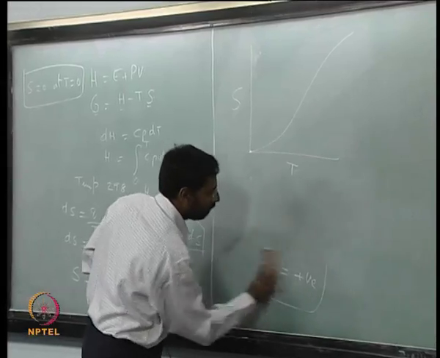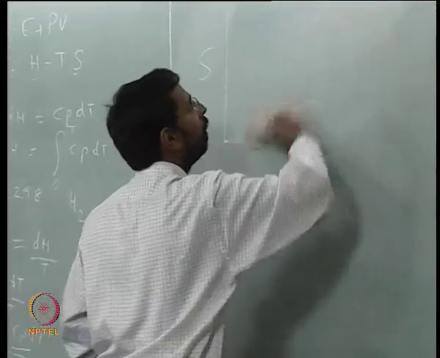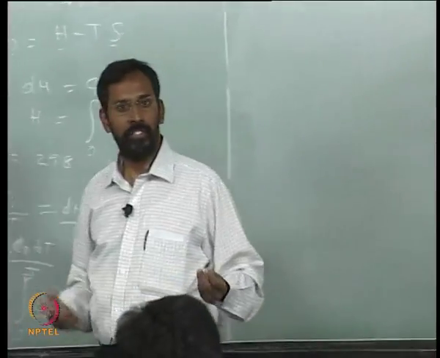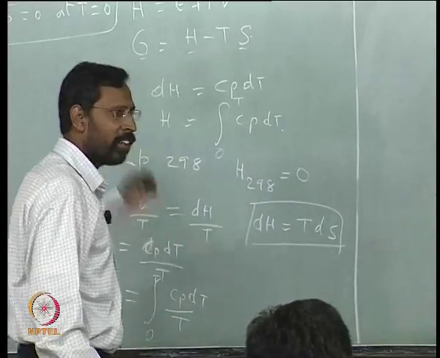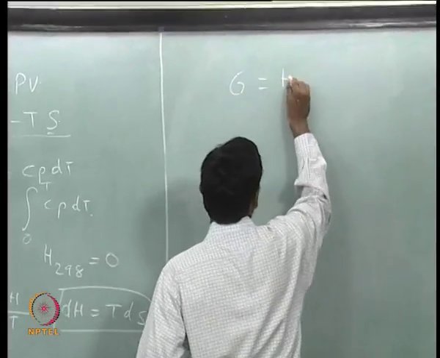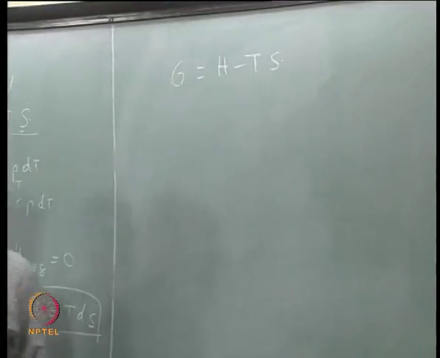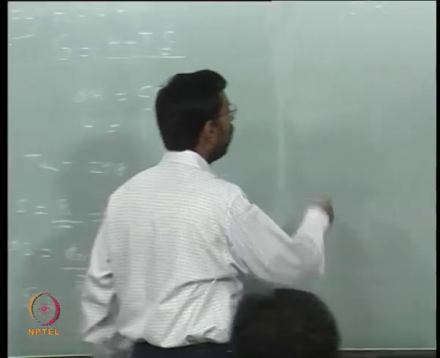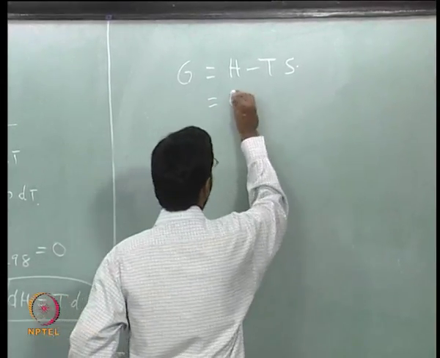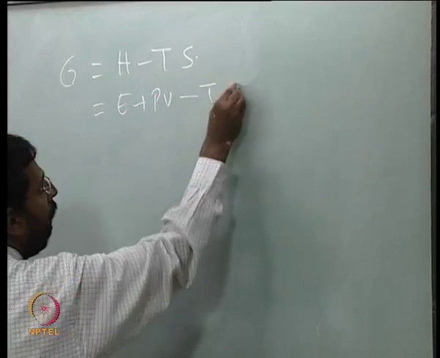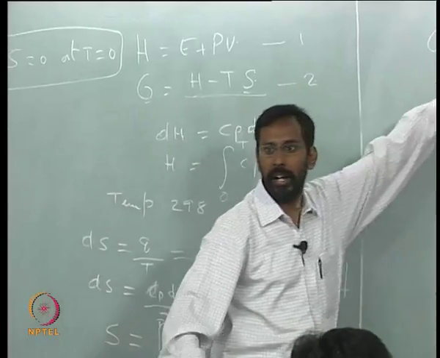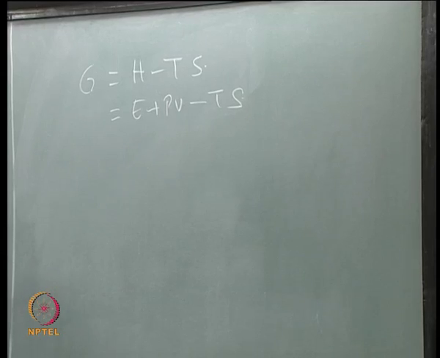Now let us look at the free energy, and that is the most important thing for us, because as we said the whole stability is dependent on free energy. Now let us try to expand this. I said just now G is H minus TS, and if I write it more elaborately, this H we know already is E plus PV. So I can write it as E plus PV minus TS. Now let us differentiate this.